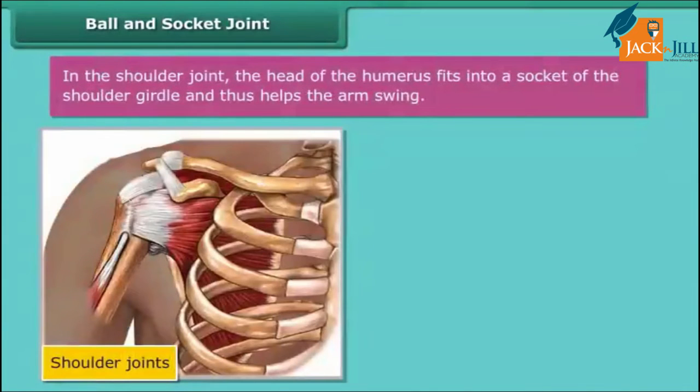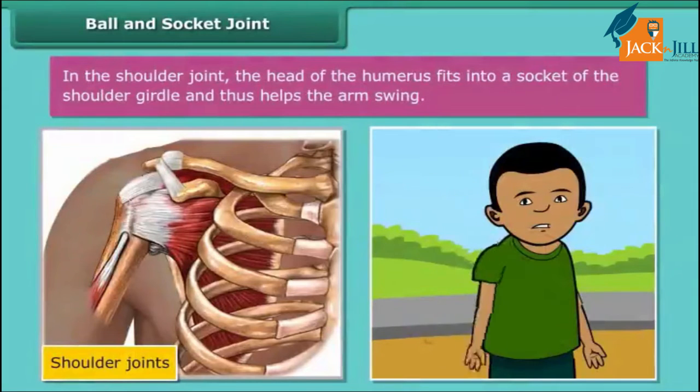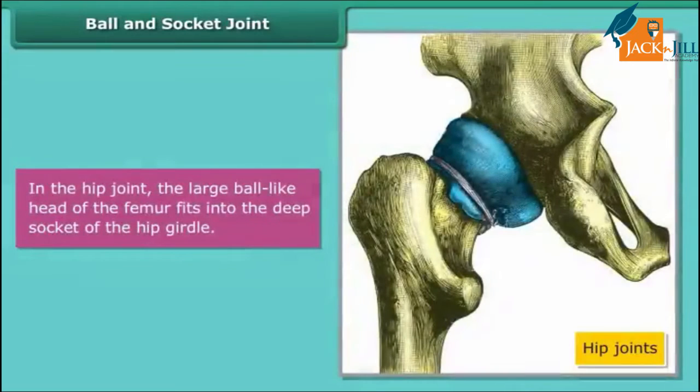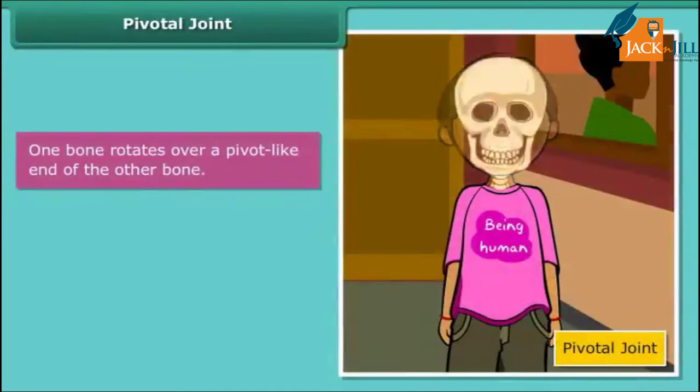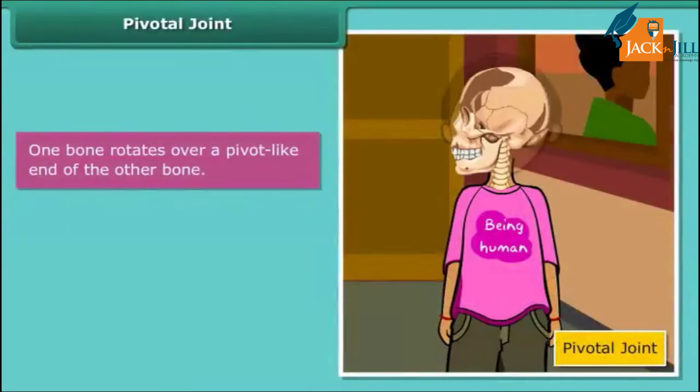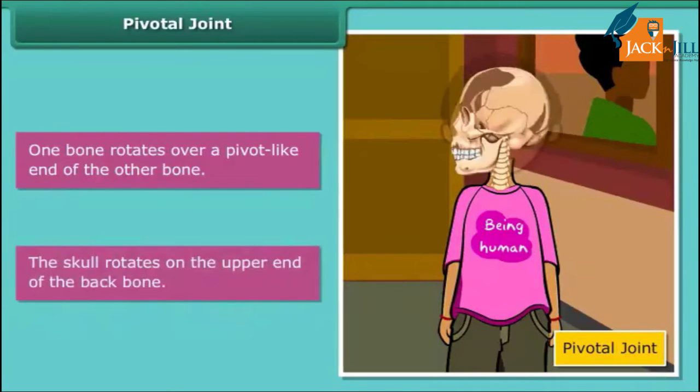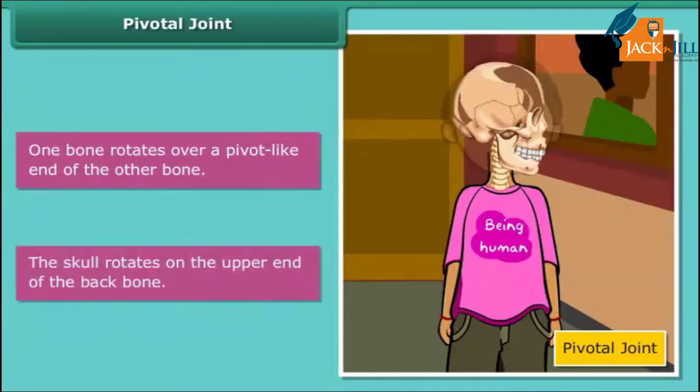In the shoulder joint, the head of the humerus fits into a socket of the shoulder girdle and thus helps in arm swing. In the hip joint, the large ball-like head of the femur fits into the deep socket of the hip girdle. Pivotal joint. In this type of joint, one bone rotates over a pivot-like end of the other bone. It's like the skull rotating on the upper end of the backbone.